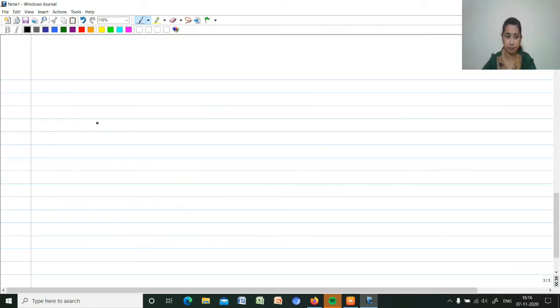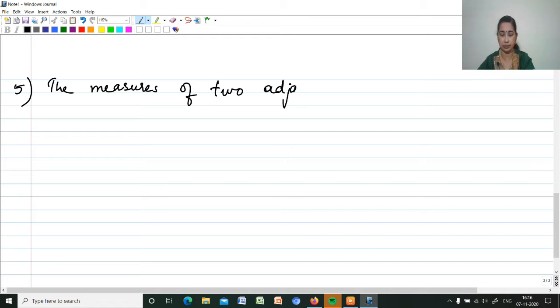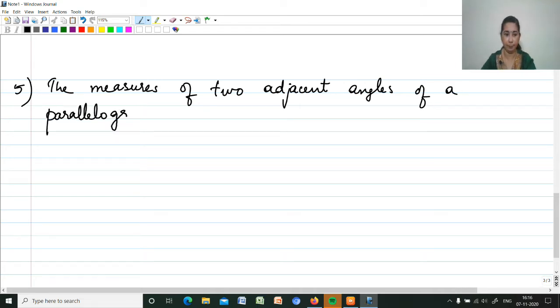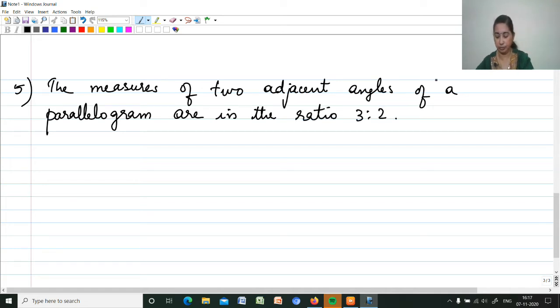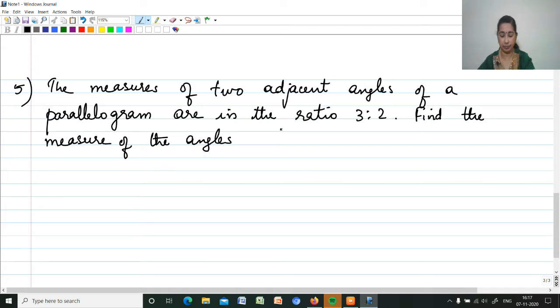Now next one, question number 5. The measures of two adjacent angles of a parallelogram are in the ratio 3:2. Find the measure of the angles of the parallelogram.